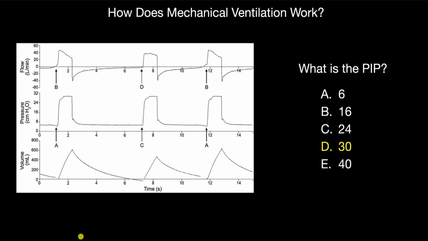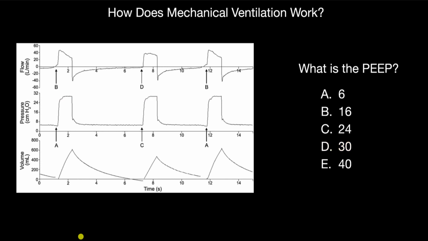The answer is 30. And how do I know that? Well, I can look at the pressure tracing of pressure versus time, and I can see that the peak pressure that this patient ever receives is about 30, where that red line is. There you go. And this patient is receiving with every breath a pressure of 30 centimeters of water. Every time the patient receives a breath from the machine, they're getting 30 centimeters of water of positive pressure. So that's what PIP is.